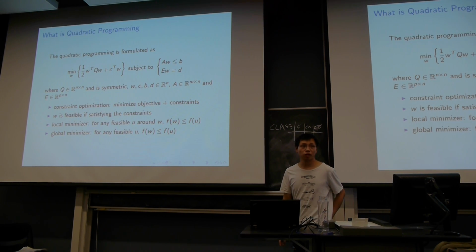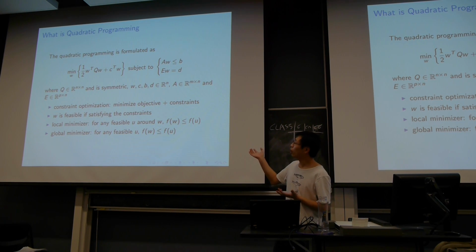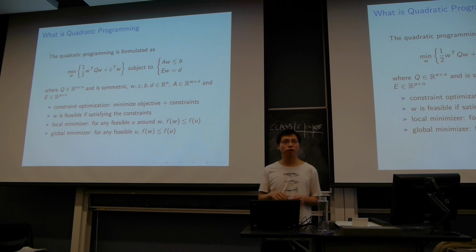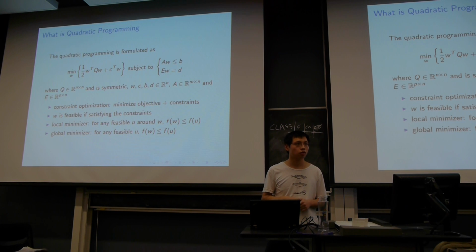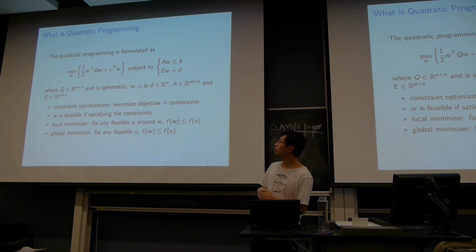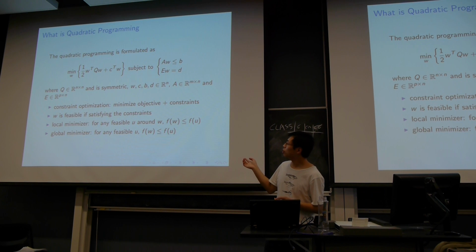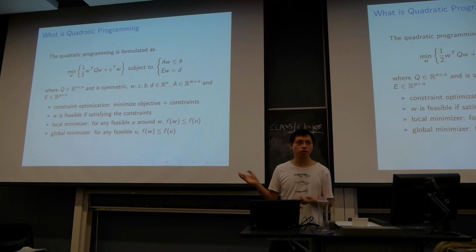So what is a quadratic program? You have a term here. First, we want to minimize the objective function, which is 1/2 w transpose times Q times w. The first thing is a quadratic term, because w is the variable now. It's the generalization of the quadratic term to the vector space, because Q is a symmetric square matrix.